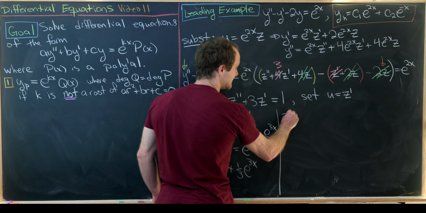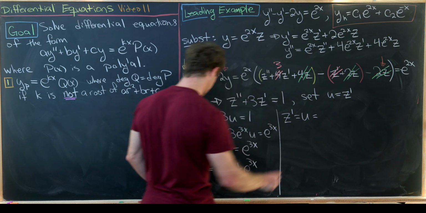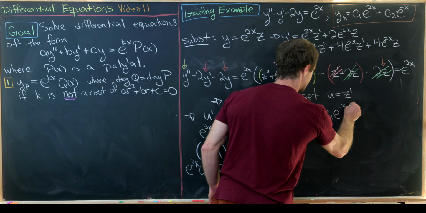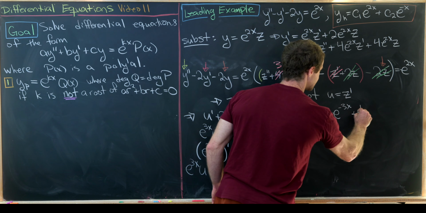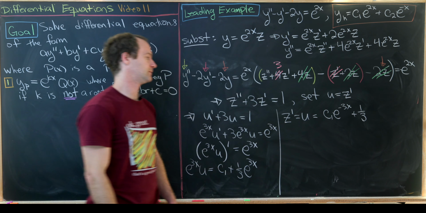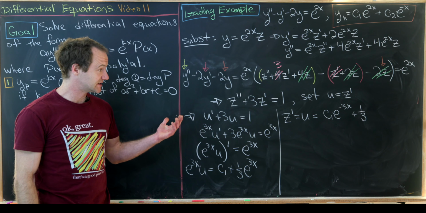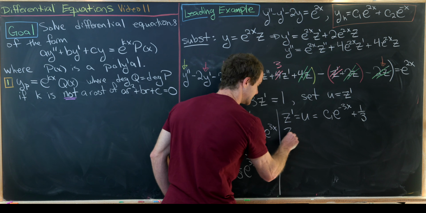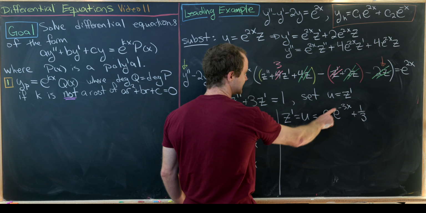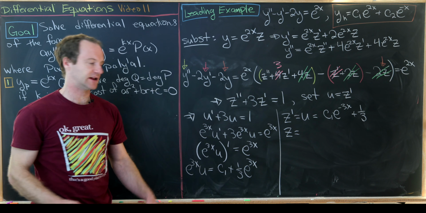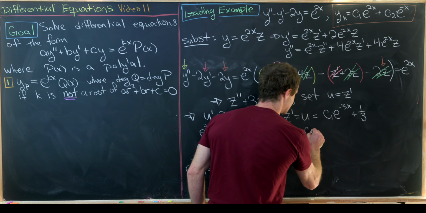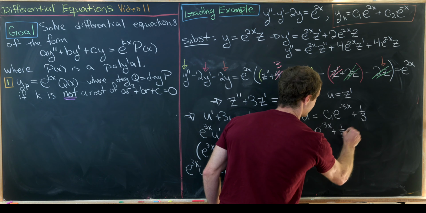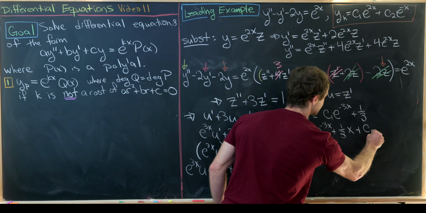So we have z prime, which is equal to u, is in fact c1 times e to the minus 3x plus 1/3. Then the last thing to do would be to take the antiderivative of that. So that will give us z. So z will be c1 over negative 3, but I'll absorb that into the constant. So it's c1 e to the minus 3x plus 1/3 x plus c2.